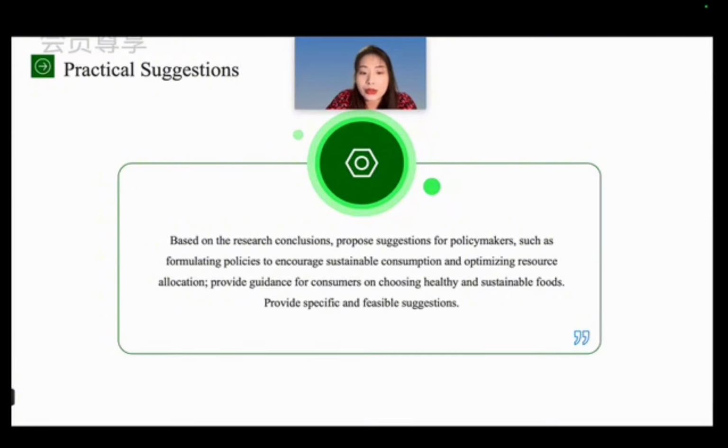Consumers should choose foods carefully and pick the ones that are healthy and good for the planet, good for the world.